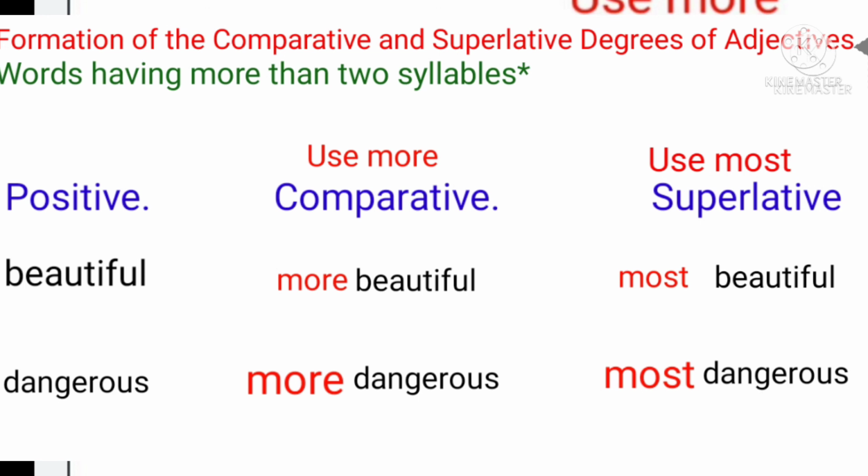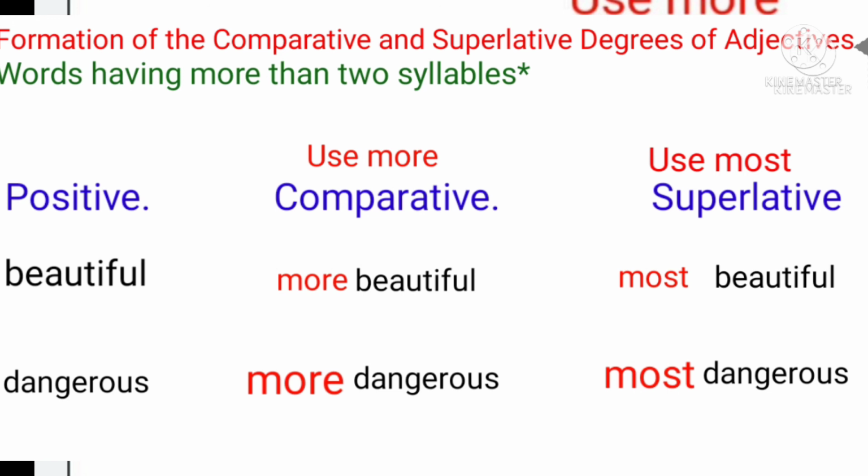Okay, alright. So here let's see the comparative and superlative degrees. If the words are like this, beautiful, dangerous, how can we do the comparison among 2 things? If it is comparison among 2 people, then the word we need to add is more. So beautiful will become more beautiful. And if the comparison is among more than 2, then it will become most beautiful. Then we use most beautiful.